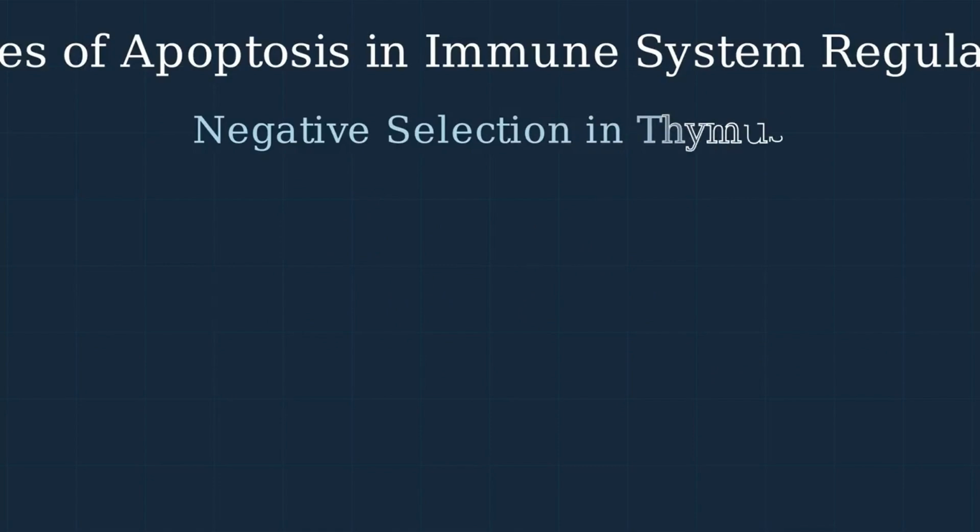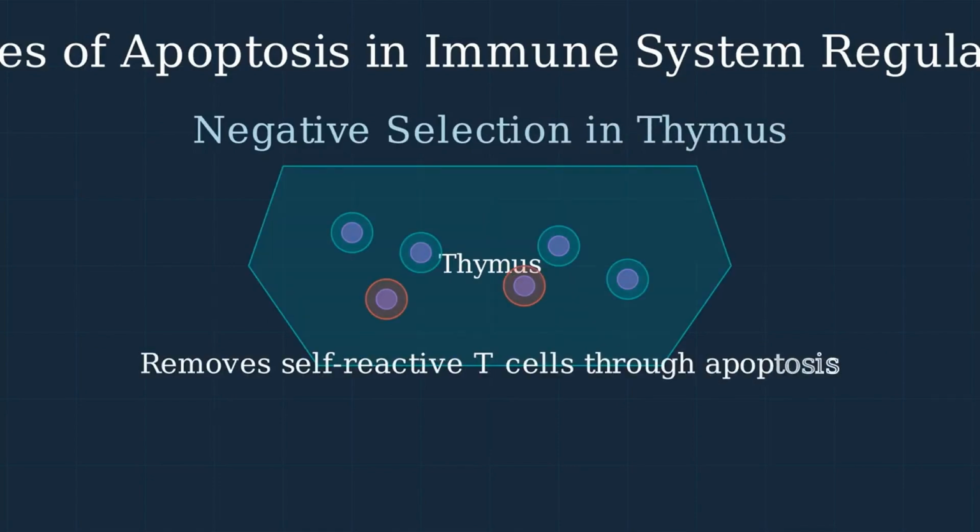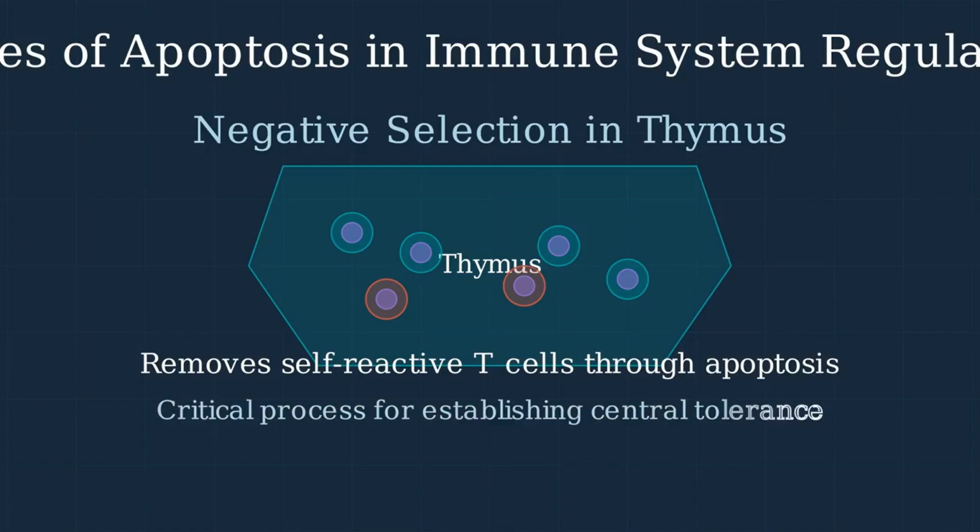Negative selection in the thymus is a process that eliminates developing T cells that could potentially attack the body's own tissues. This elimination of self-reactive T cells through apoptosis is a critical process for establishing central tolerance and preventing autoimmune disease.